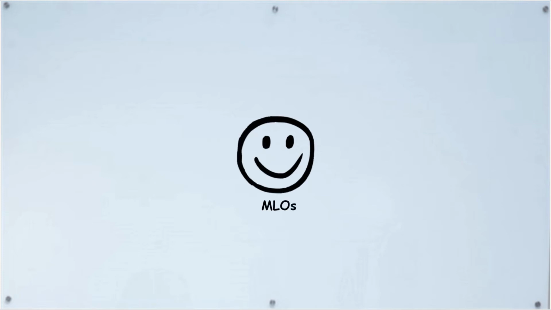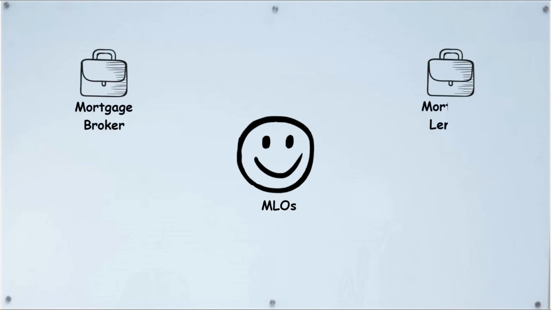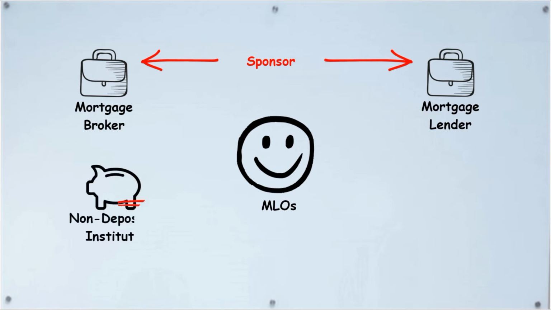Now I want to discuss an important part of the SAFE Act requirements. That's the relationship between a mortgage loan originator and the company that employs the MLO. The MLO can be employed by a mortgage broker or a mortgage lender. Both are referred to as sponsors. We will only address MLOs that are employed by a non-depository institution in this segment.